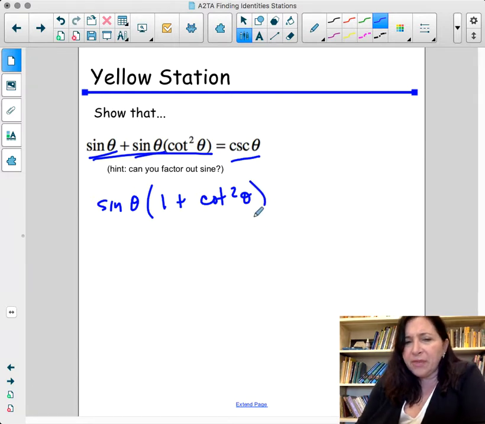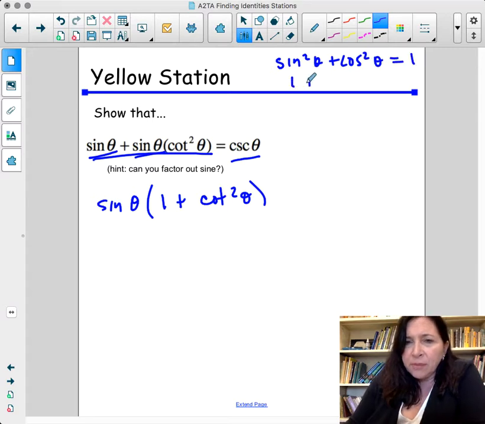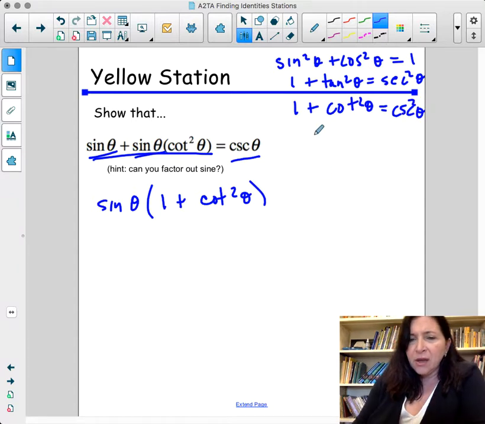Now, from our Pythagorean identities, we know three of these. We know sine squared of theta plus cosine squared of theta is equal to 1. We know 1 plus tangent squared of theta is equal to secant squared of theta. And we also know that 1 plus cotangent squared of theta is equal to cosecant squared of theta. Well, this is right there.